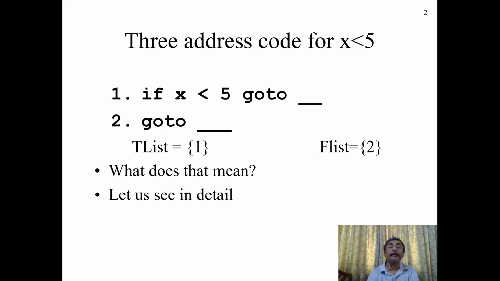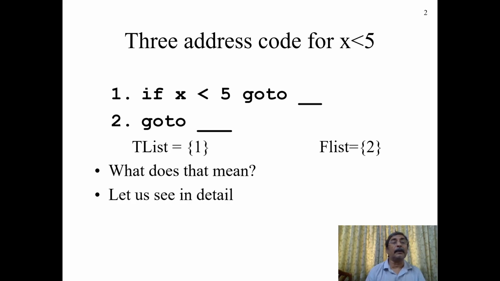So the go to for statement number 1 has to be filled up. The target of this go to has to be filled up by the line number or the quadruple number where the code for execution, once this condition is true, is written. That part of the code is not known so far, and therefore we cannot fill up the target of this go to. And we have to remember that this particular statement number 1 or line number 1 or quadruple number 1 contains a go to whose target is not filled up.